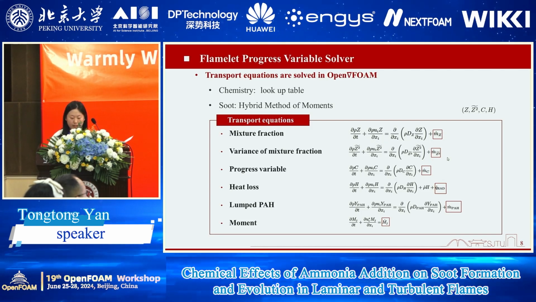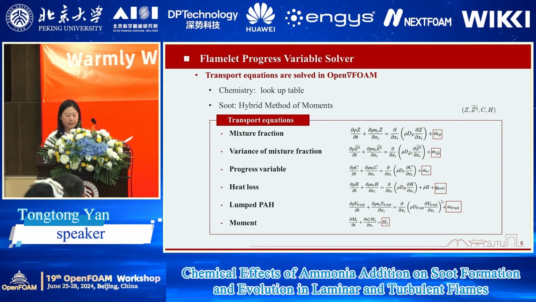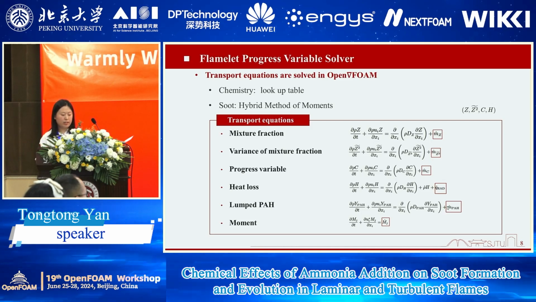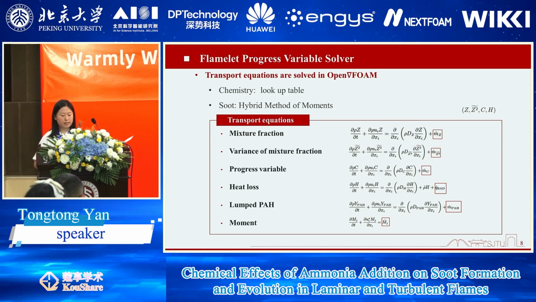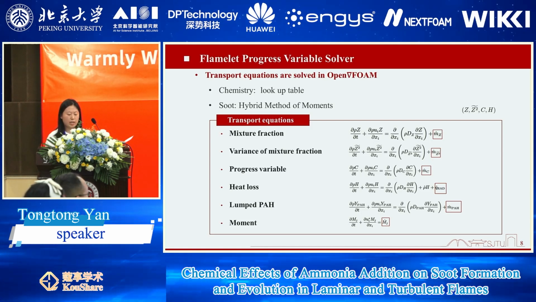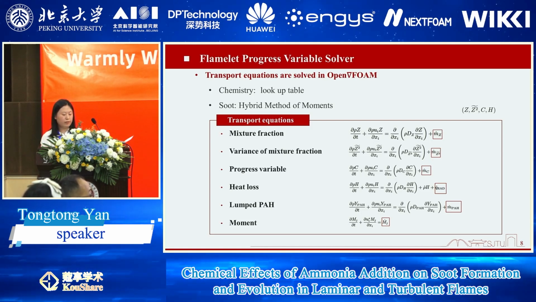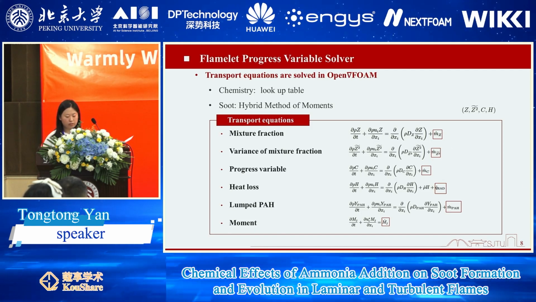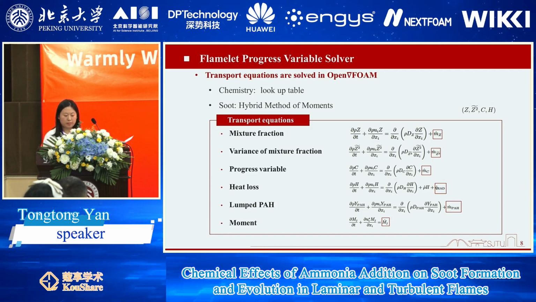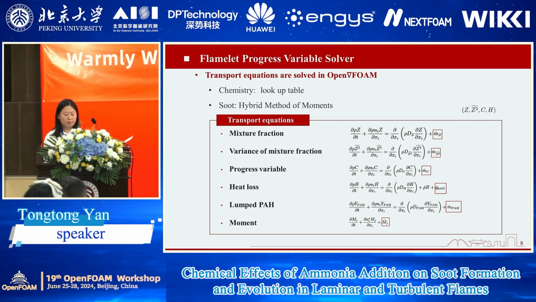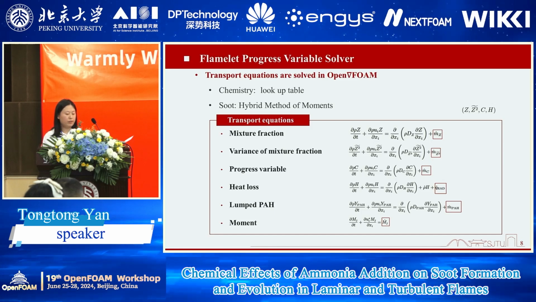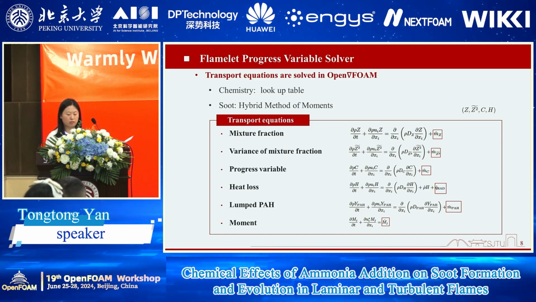And since gas phase PAH have relatively slow kinetics, they can't immediately adjust to the rapidly changing scalar dissipation field, so their lumped mass fraction is obtained from a transport equation. This method makes solving for soot in turbulent flows more efficient than the finite rate chemistry solver.